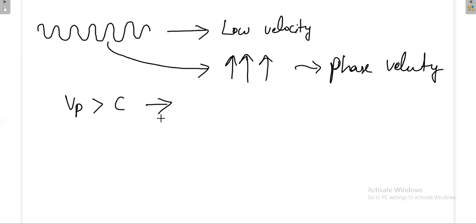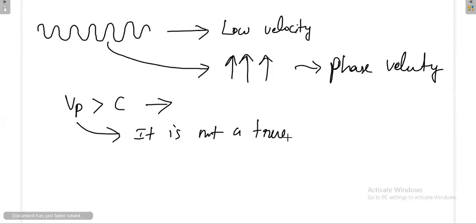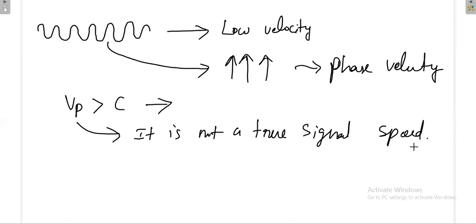It doesn't mean that it is going with that velocity. It means its phase of the signal is changing at that speed. That's it. Phase is changing at that speed, but it is not a true signal speed. The true signal speed will be denoted by some other quantity. It is actually giving the speed of the phase of the signal.